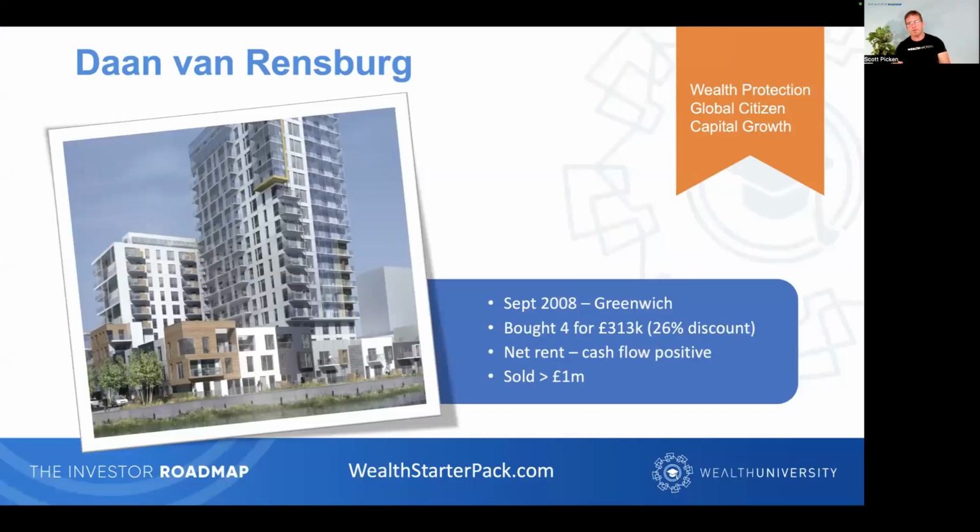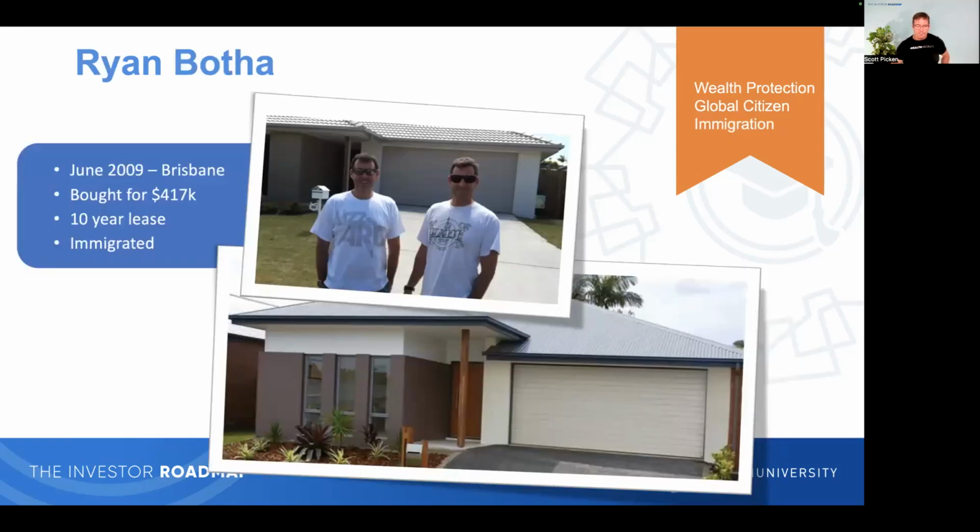And I just want to share with you some other success stories. Don van Rensburg bought 4 houses from me in London in 2009. He got a 26% discount. He bought them each for £313,000 each. And 11 years later, he sold them for £1 million each. Plus, he had earned the cash flow all the way through that process.